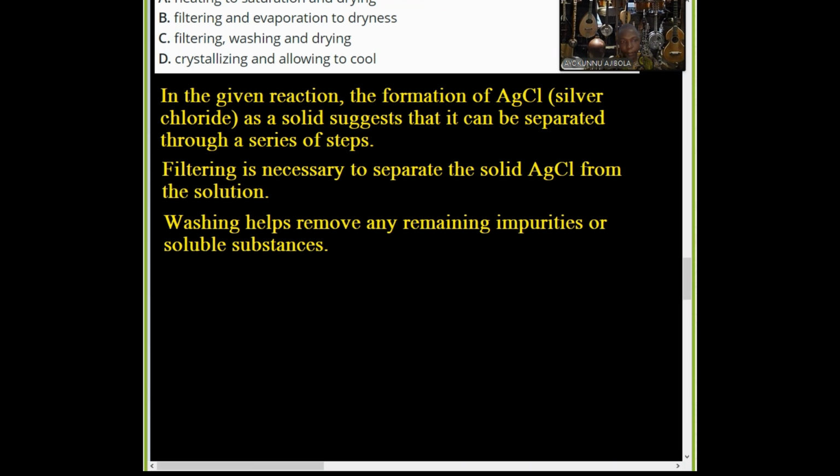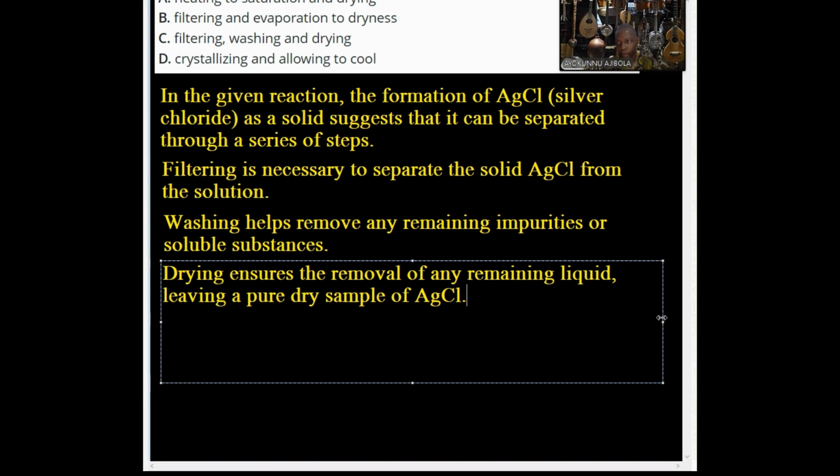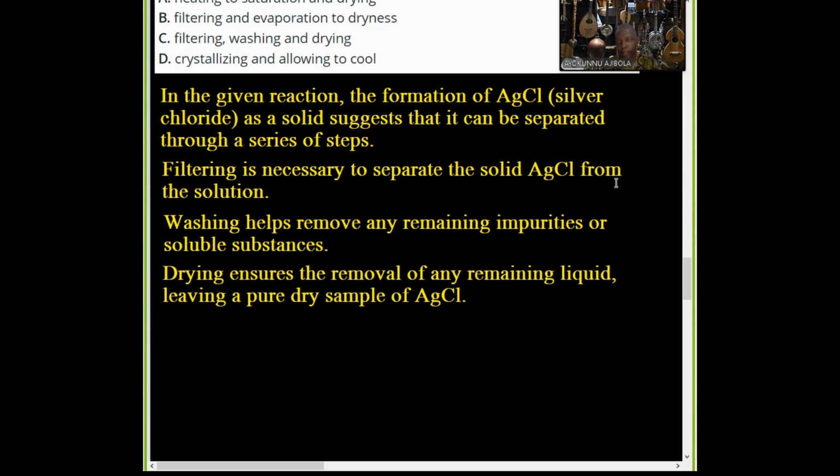So then the next one is drying. If you dry after washing, you dry it to remove any remaining liquid and leave a pure sample of dry silver chloride. Okay, so the correct option there is C. The correct option is C.